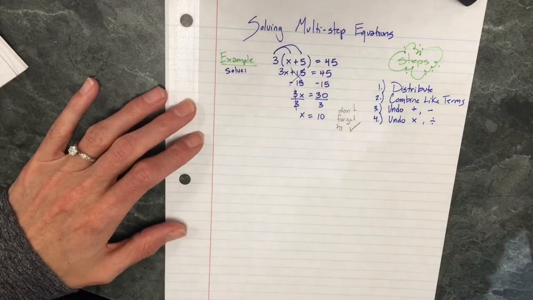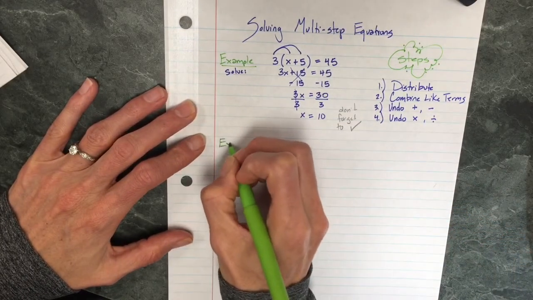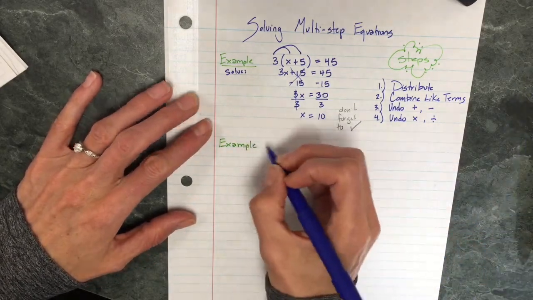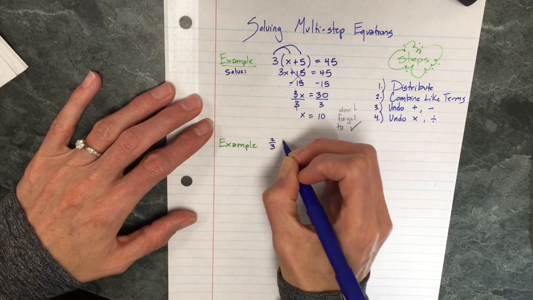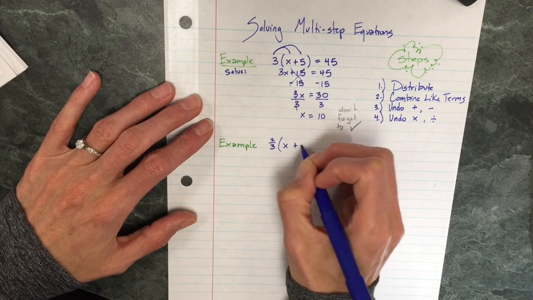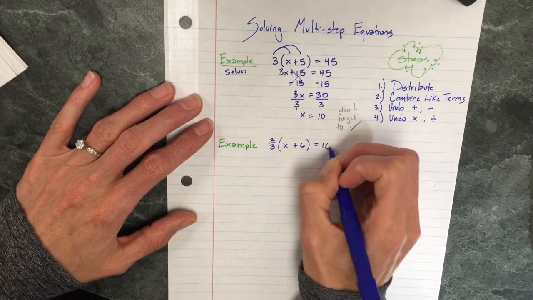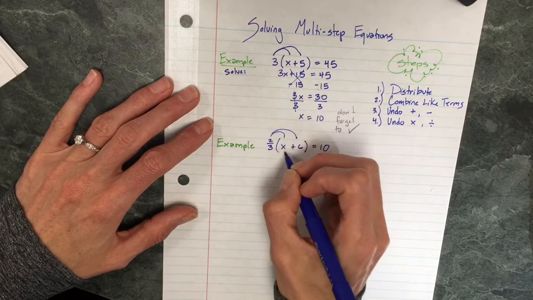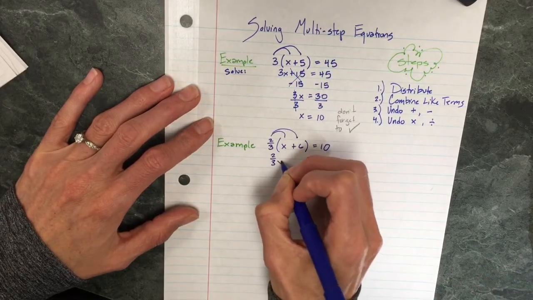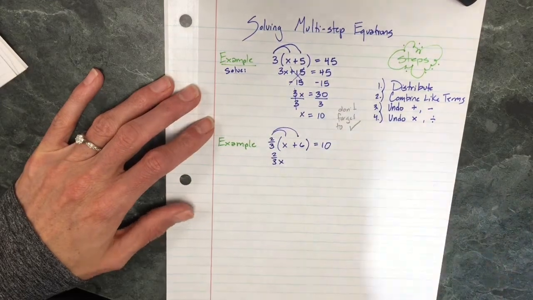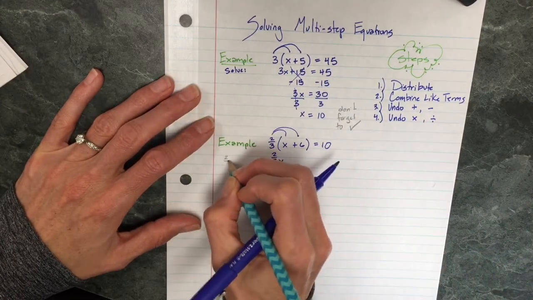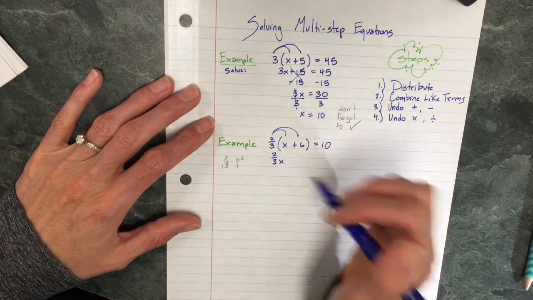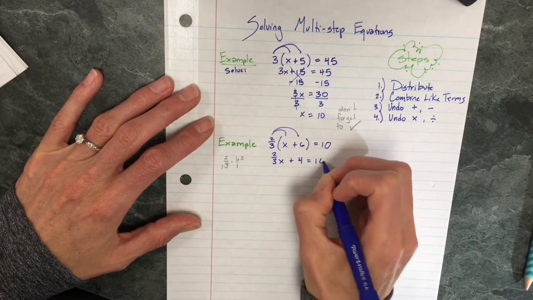And now we're going to try another example. I'm going to throw a fraction in there. So 2/3 times x plus 6 equals 10. So I'm going to follow my steps. I'm going to distribute first. 2/3 times x is 2/3 x. 2/3 times 6. If you can't figure it out, you can always multiply 2/3 times 6 over 1. You can cancel, and it's 4 equals 10.